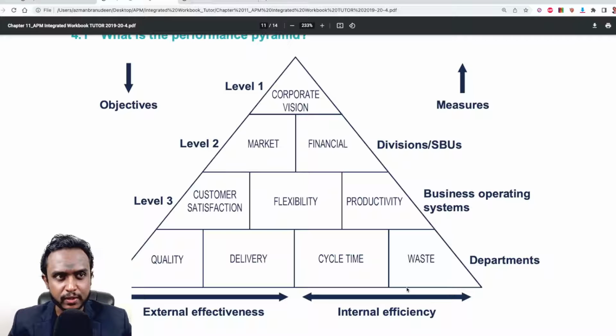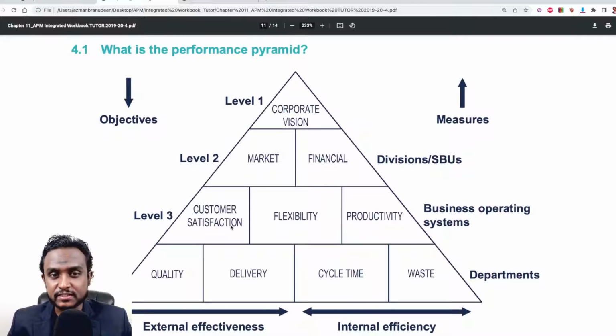So, how does that work? Let's go from down to up. Waste and cycle time as KPIs. Just think about that. Waste and cycle time are both internal efficiency related KPIs, measuring waste and measuring cycle time. External effectiveness, external, customer, supplier, all of that, quality and delivery. Now, cycle time and waste combine to your productivity. Quality and delivery combine to your customer satisfaction. And delivery and cycle time combine to your flexibility.